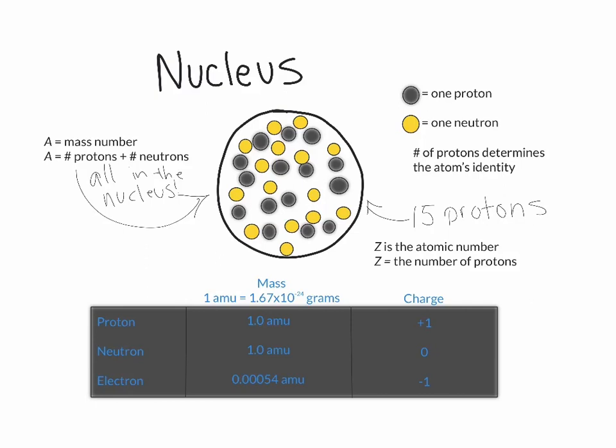So by using both the mass number and the atomic number, we can subtract the atomic number from the mass number to determine how many neutrons are in that atom.